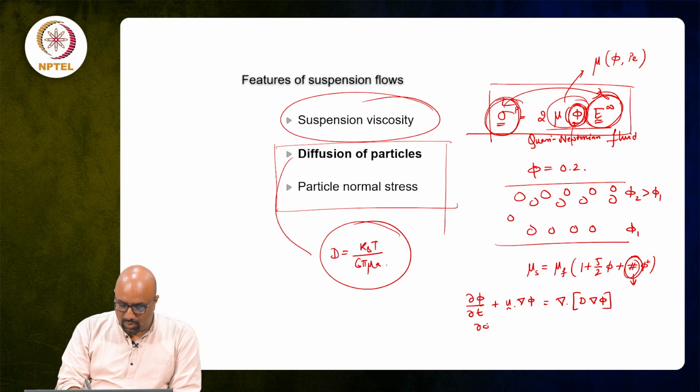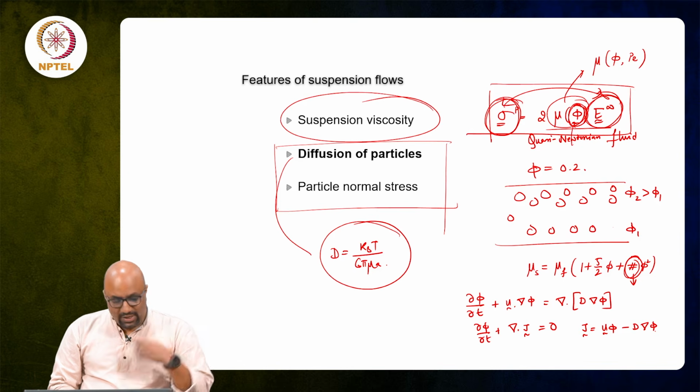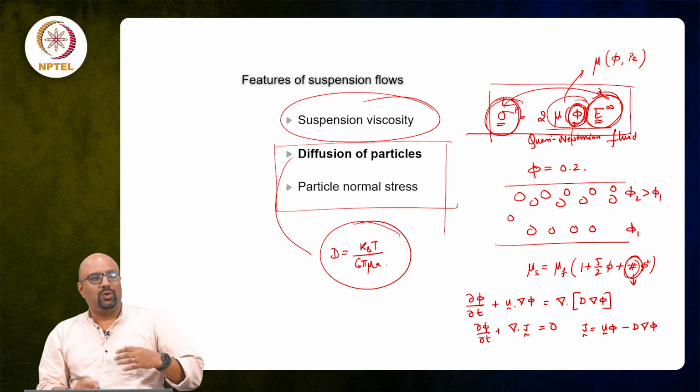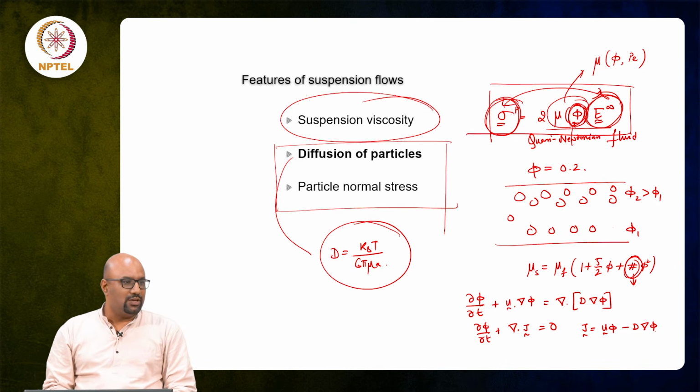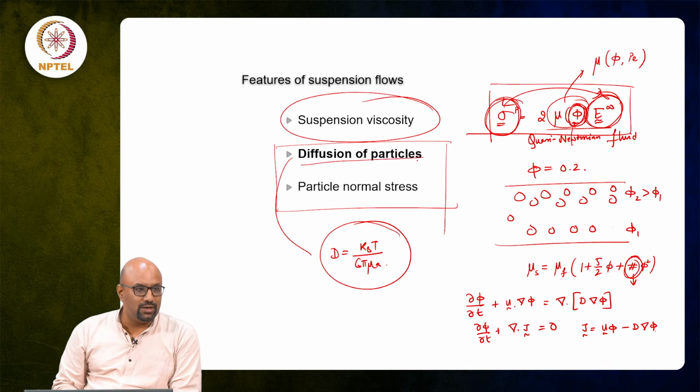So, in total you could write this as a divergence of some flux equal to 0, where this particular flux can be written as u phi minus D del phi. That is an equation you are writing for the particle concentration. So, this is going to determine how the particles are going to get distributed and how the volume fraction would change. This brings about the next question, which is regarding the diffusion of particles. How would the particles actually diffuse?